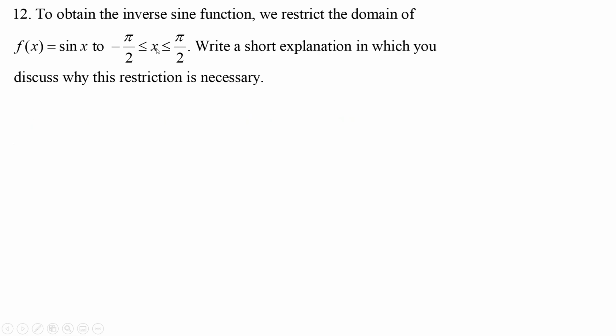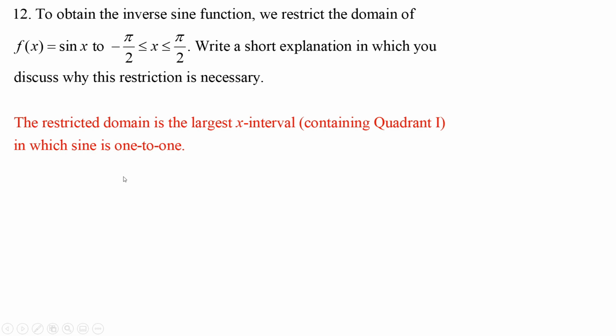So the restricted domain always has to have the first quadrant, which would be 0 to pi over 2. But then you want the largest interval of sine containing the first quadrant where sine is 1-to-1. So the restricted domain is the largest x interval containing quadrant 1 in which sine is 1-to-1.